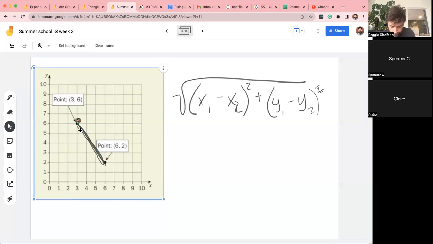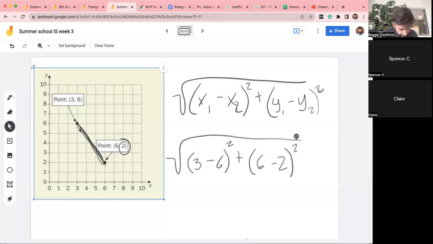My first coordinate will be 3, 6. So x1 will be the x value of my first coordinate, 3, and x2 will be the x value of my second coordinate, 6. So we'd have 3 minus 6 squared, and then we add to it y1, the y value of my first coordinate, 6, minus 2, the y value of my second coordinate. That's squared, and I square root all of it.